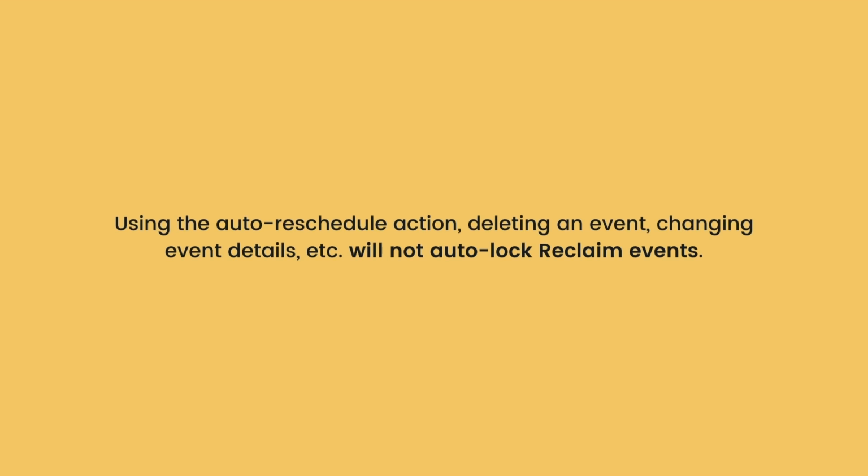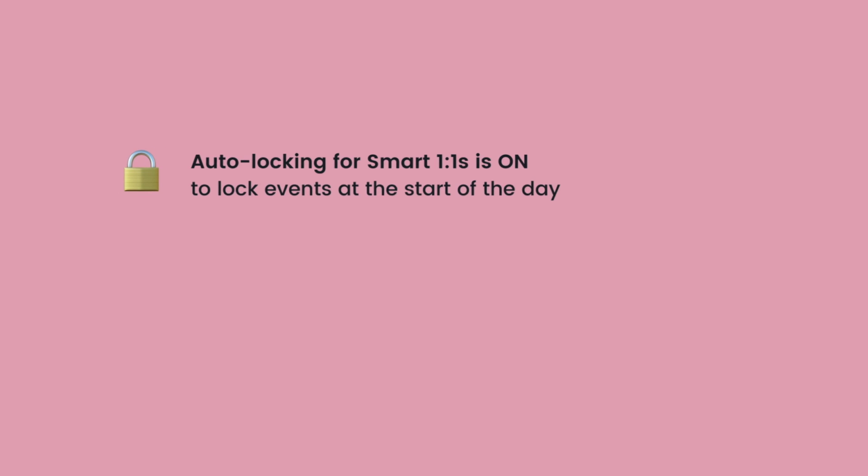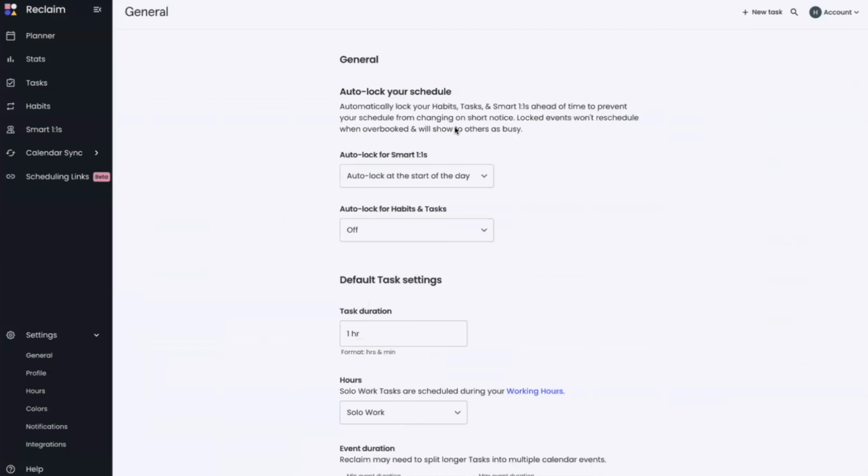By default, auto-locking for smart one-on-ones is now on to lock events at the start of the day, and the task and habit auto-lock is off by default. You can edit default settings in Reclaim, Settings, General, Auto-lock your schedule. Check out the video description for relevant help docs.